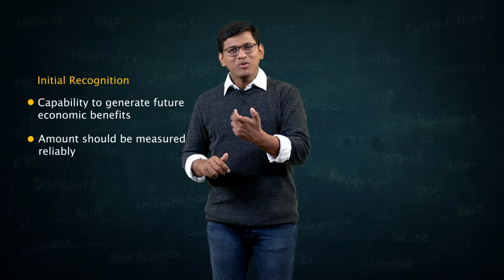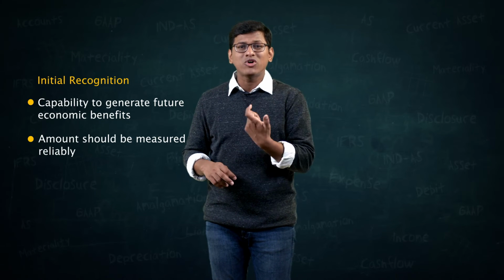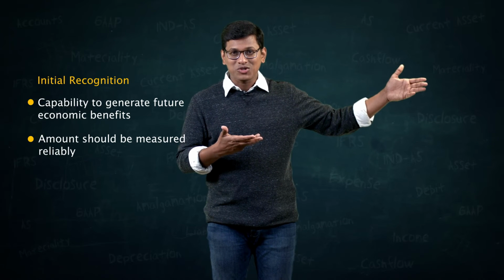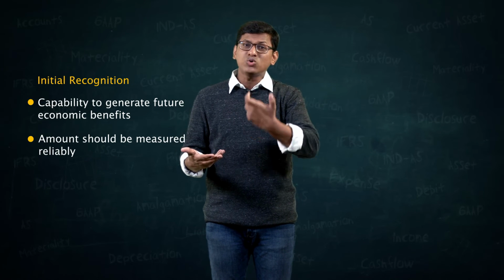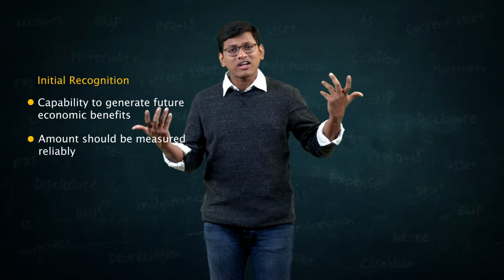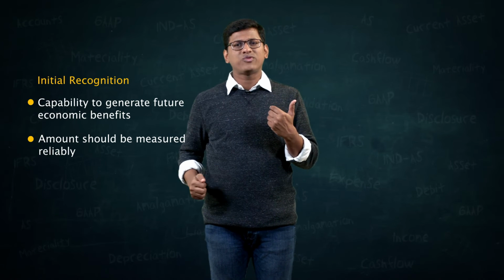Means you should be able to determine how much amount that is, because if you don't know how much amount it is, how will you pass a journal entry? Because for a journal entry you require amount, right? So if you don't know what amount of benefit or what is the value that you are incurring, then you cannot pass any journal entry. So that is why there are two conditions which we have to check.